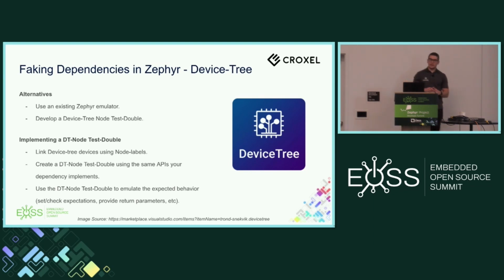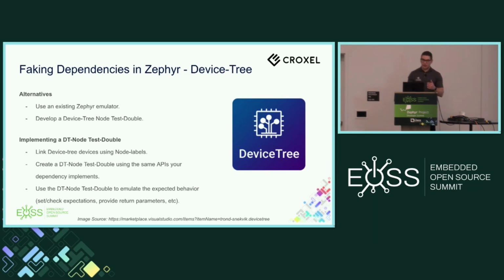When you are faking a device tree node, same thing. There are some emulators. I don't have the list with me right now, but if you search through the tree, you will find that there are some. I think you have a SPI emulator, UART emulator, among other things. So make sure to check those out to see if they work for you. If for any reason you decide that they don't, or that it just isn't there or isn't suited for your purpose, you can come up with a test double, which for lack of a better name, I called a device tree node test double.